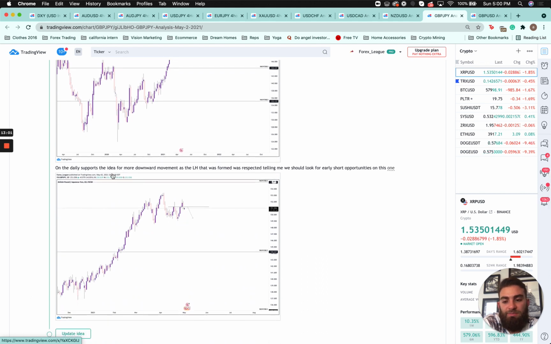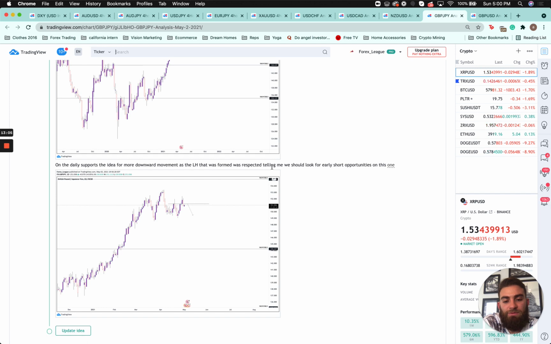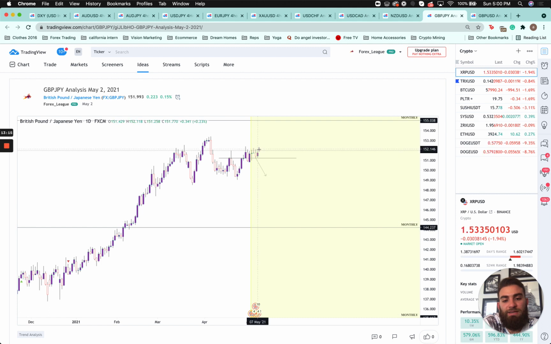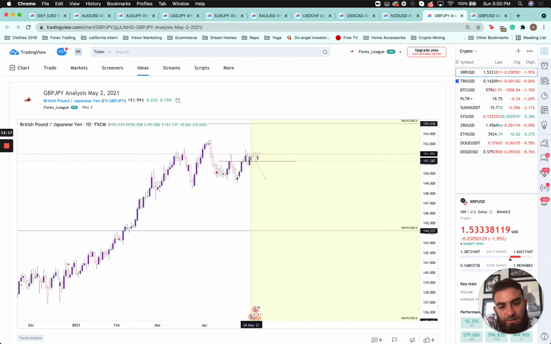On the daily, it supports the idea for more downward movement, as the lower high that was formed was respected, telling me we could see early short opportunities. So looking at the chart, pretty much a bearish engulfing in here, rejected the resistance. So I was assuming that price was going to head to the downside. As we could see, price actually moved up, broke back above the support level. So going into this week, we are now looking for potential buys on this one.